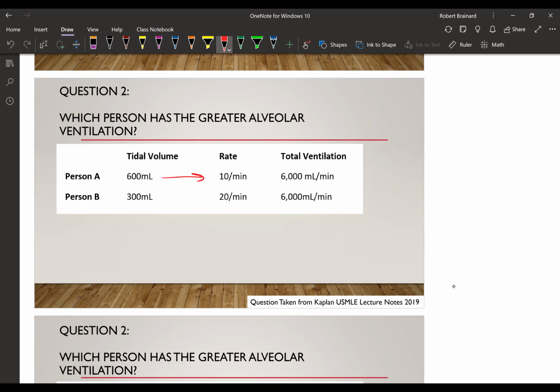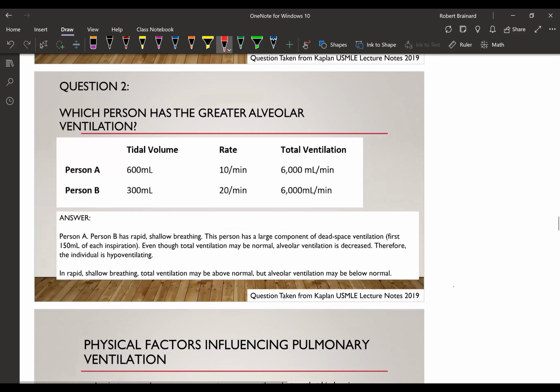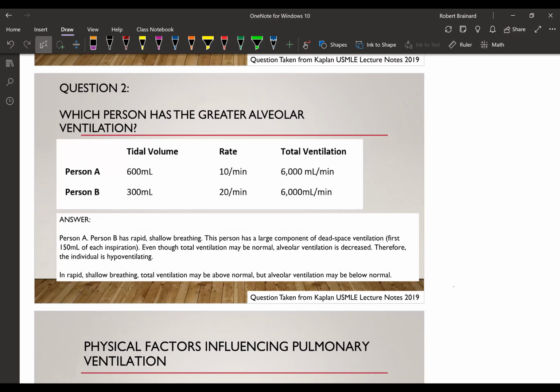We're multiplying 600 times 10, that's 6,000. 300 times 20, that's 6,000. So their total ventilation is the same. But over here, if we look at tidal volume and we say both of them have a normal dead space, then we would take their tidal volume minus 150. So 600 minus 150 is 450.